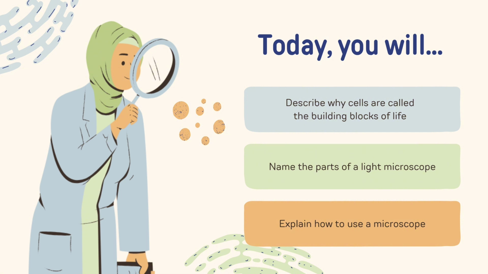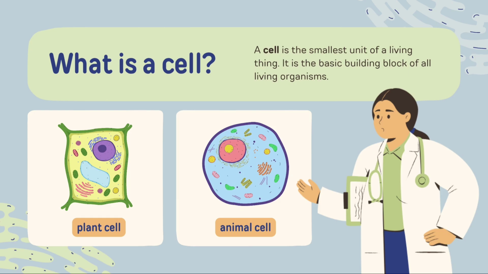Think of it like understanding the bricks of a house. Once you know what the bricks are and how they're used, you can understand the whole building. Now that we know our objectives, let's begin with the most important question of all. What exactly is a cell? A cell is the smallest unit of life. Think of it as the most basic building block of every living thing.